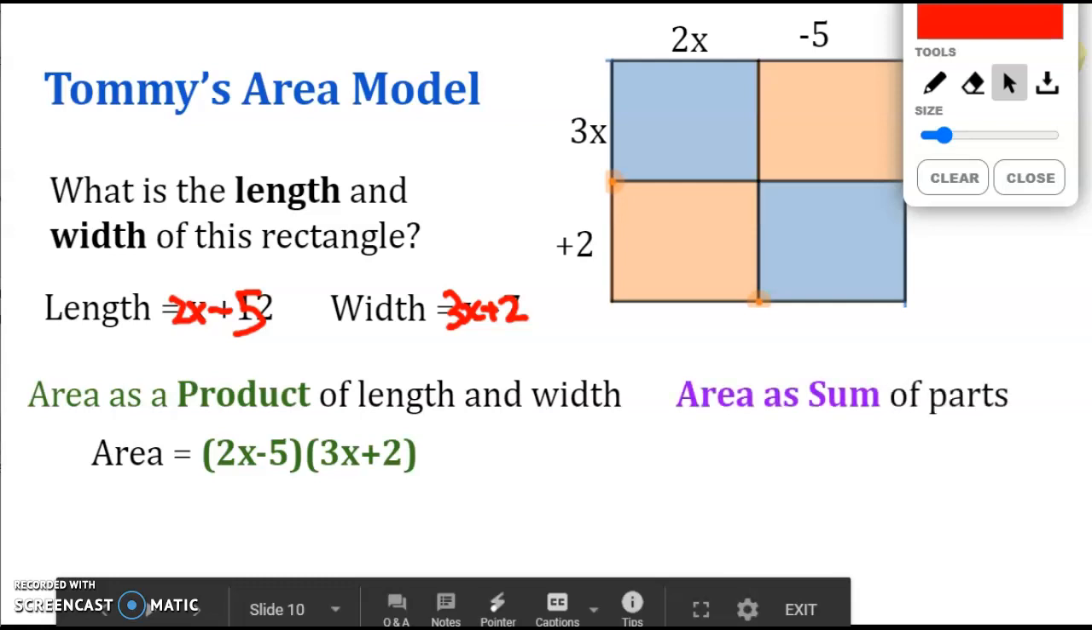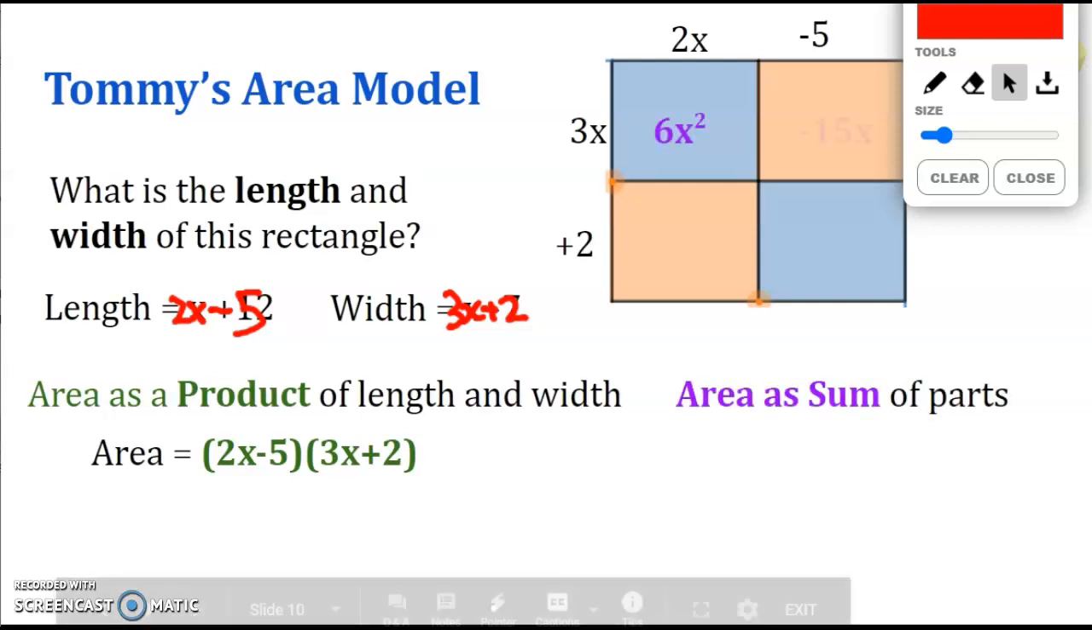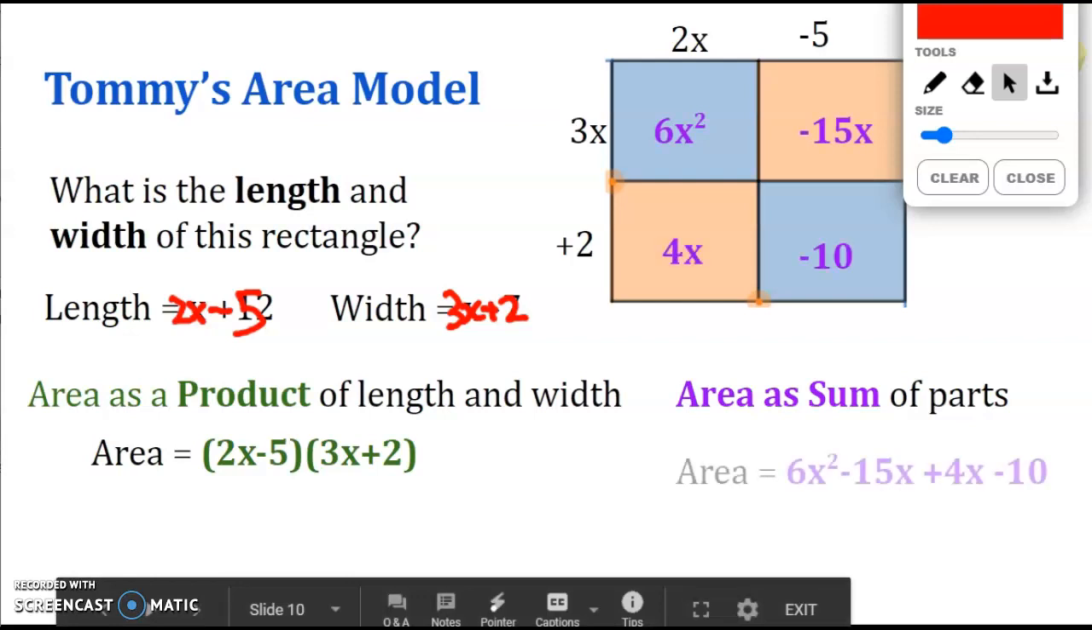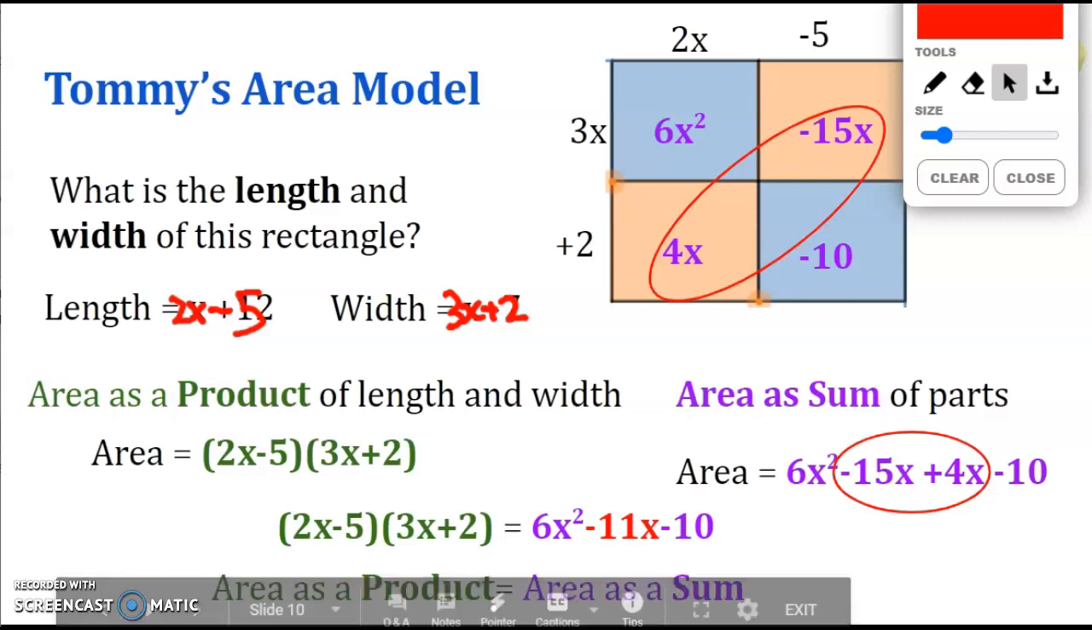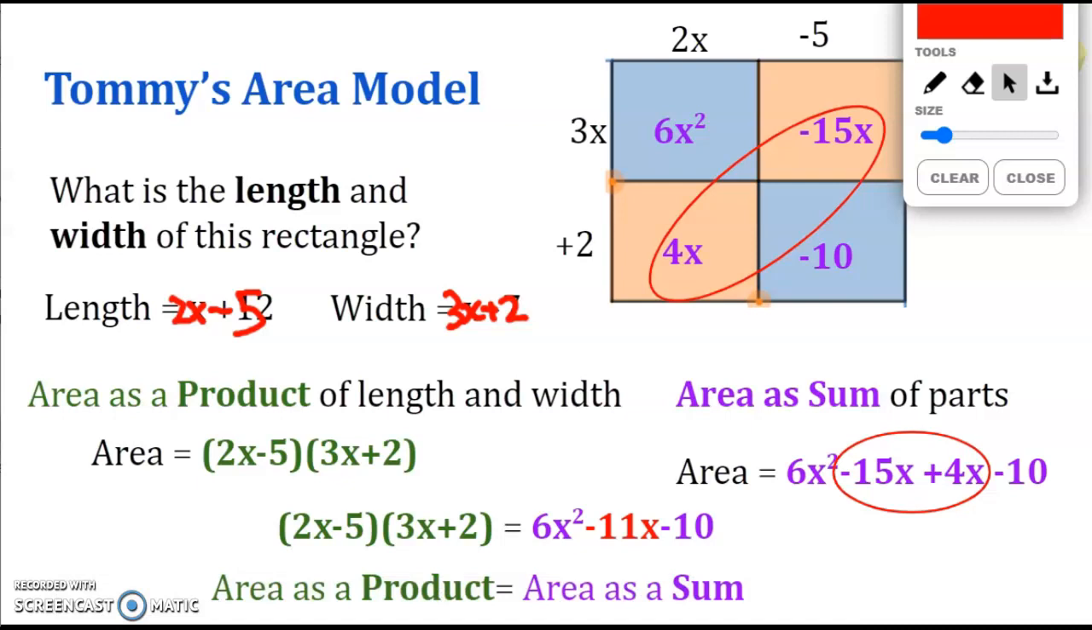And the area as a sum of parts, to do that, you need to multiply. And then finally, you combine the like terms, and you get the area to be 6x squared minus 11x minus 10, and 2x minus 5 multiplied by 3x plus 2. We said that the left expression, the one in the green, is the area as the product. The right expression is the area as the sum. And they are equal to each other. Why? Because we are talking about the same area. We're just looking at it in two different ways.